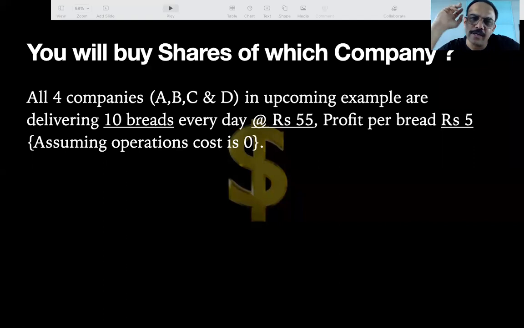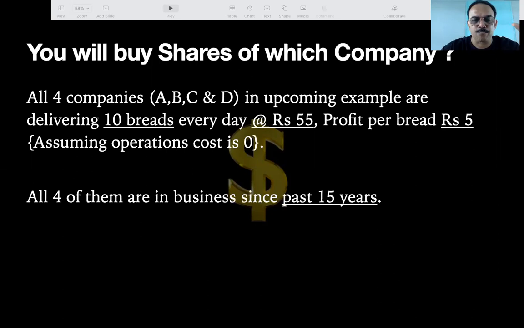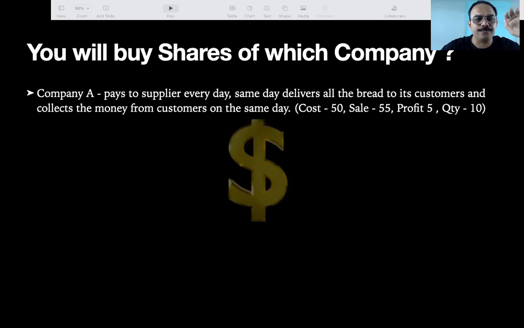They do business of only 10 breads, all four of them. So buy for 50 rupees, sell for 55 rupees, only 10 breads a day. Okay, so now let's analyze company A.